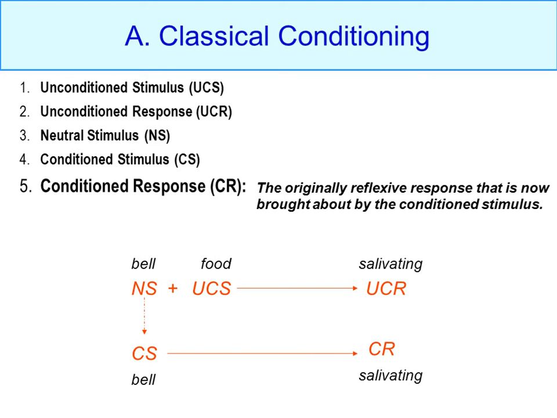So you start with the UCS, which brings the UCR. The NS gets paired, learning occurs. Now just the CS will bring about the CR. Just the bell alone will bring about salivating.